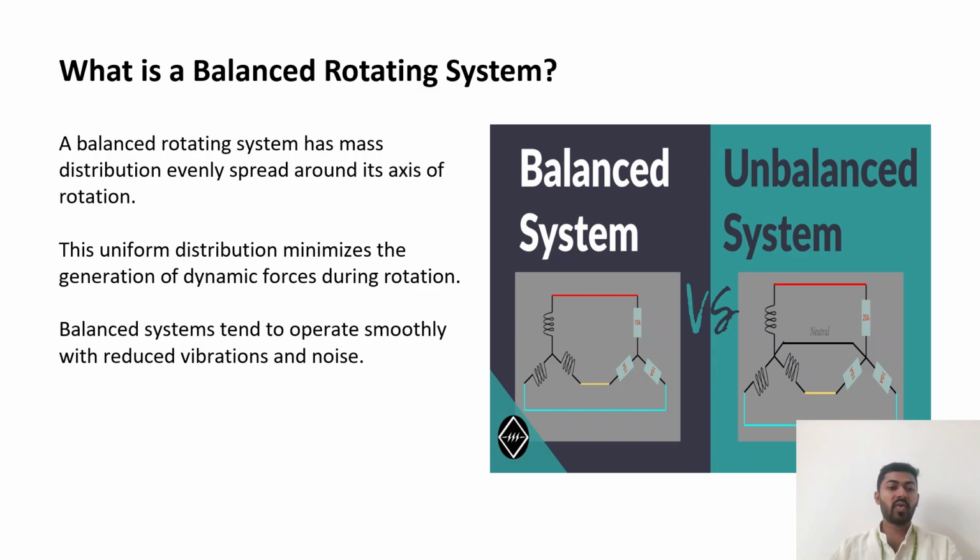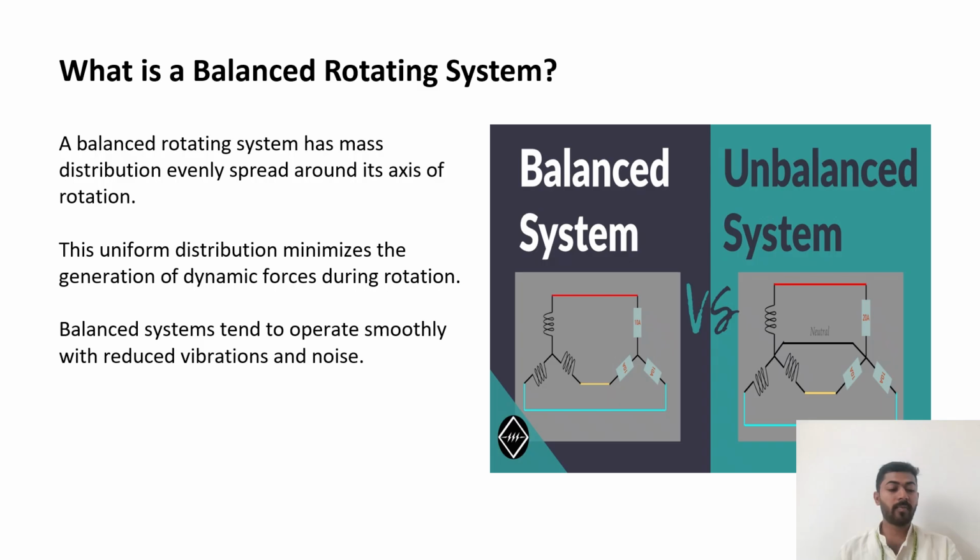Balanced rotating system. Now let us understand what a balanced rotating system is. A rotating system is said to be balanced when the mass is evenly distributed around the axis. A balanced rotating system has mass distribution evenly spread around its axis of rotation. Due to this, there is no unbalanced force acting on the system. This uniform distribution minimizes the generation of dynamic forces during rotation. In simple words, the system rotates smoothly without vibration.